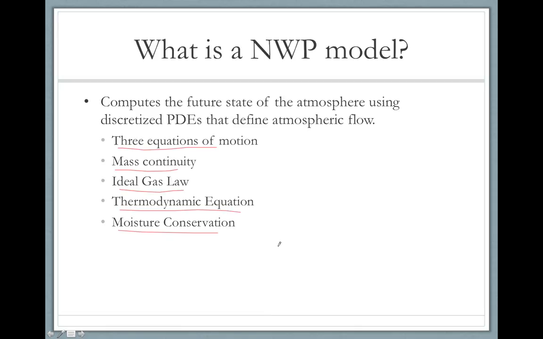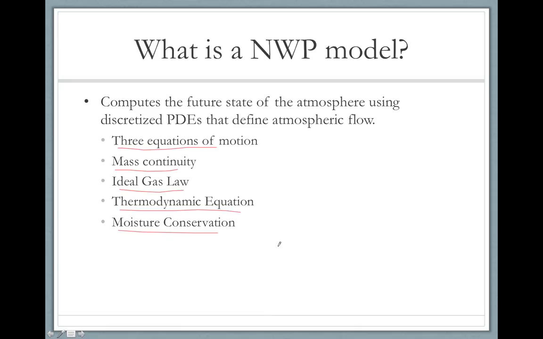And so when we go to model the atmosphere, we're going to have to figure out, well, how can we discretize these equations, and then how can we ultimately represent all of the different processes that are going on in the atmosphere to describe and define atmospheric flow, both in a current state and in a future state.